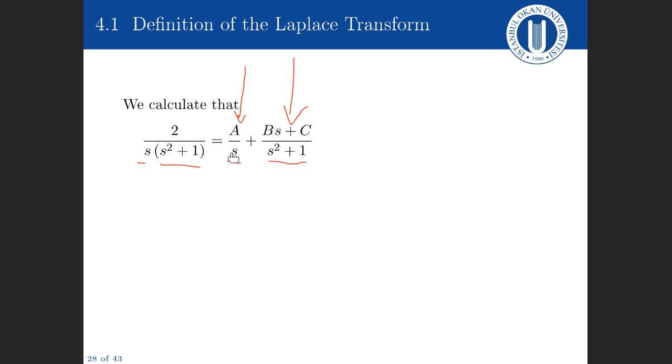S, for example, is a first degree polynomial, so on the top, just a number. S squared plus 1 is a second degree polynomial, so on the top, there should be a first degree polynomial. I want to write this as some number a divided by s plus some number bs plus some number c divided by s squared plus 1.